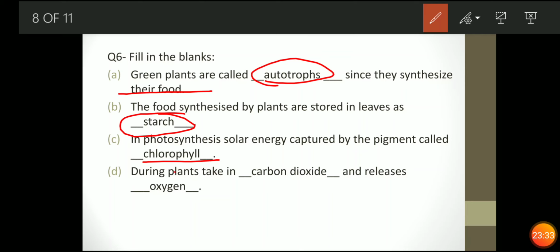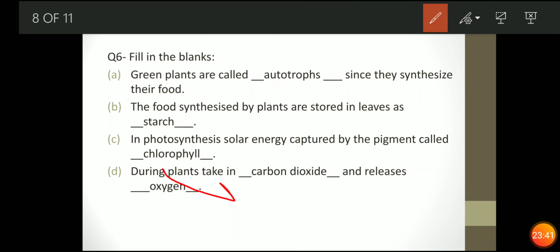अब ड्यूरिंग फोटोसिंथेसिस, सॉरी बेटा, यहाँ पे ड्यूरिंग फोटोसिंथेसिस प्लांट्स टेक इन कार्बन डाइऑक्साइड. एक मिनट, यहाँ पे ड्यूरिंग फोटोसिंथेसिस मिक्स हो गया.